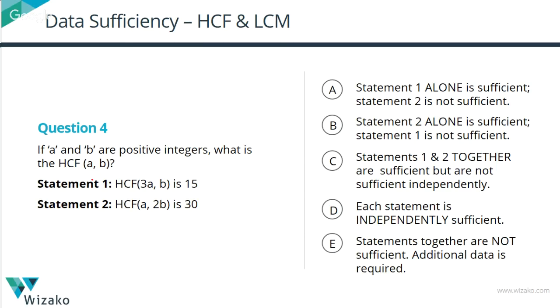Right. Let's get around to doing this question. This question is also finding out what is the HCF of these 2 numbers. So we need to come up with a unique answer, which is when the data is going to be sufficient. A and B are positive integers. Make a note of these things. Keep track of these. These are very important.